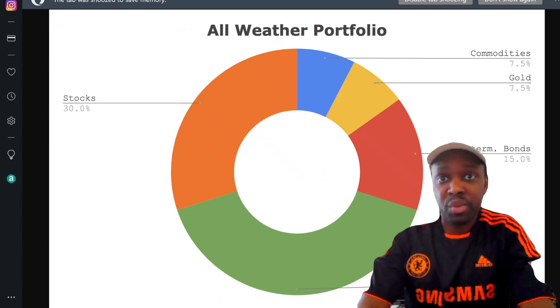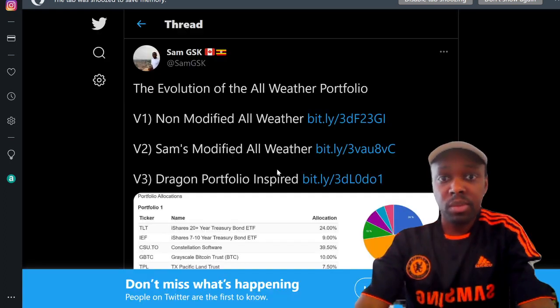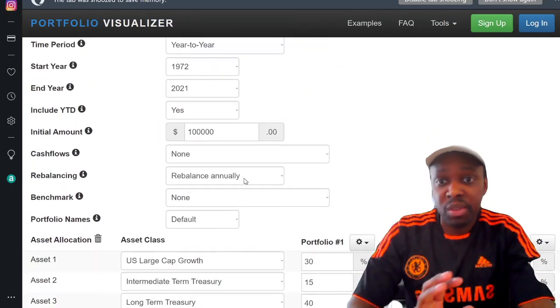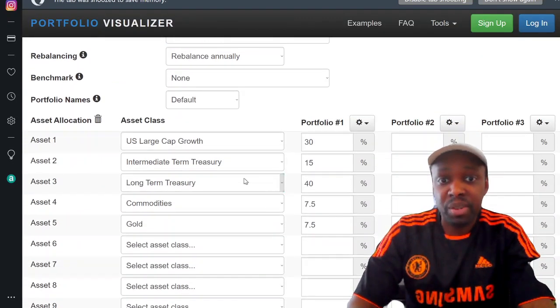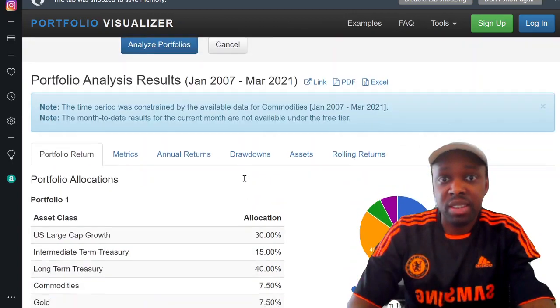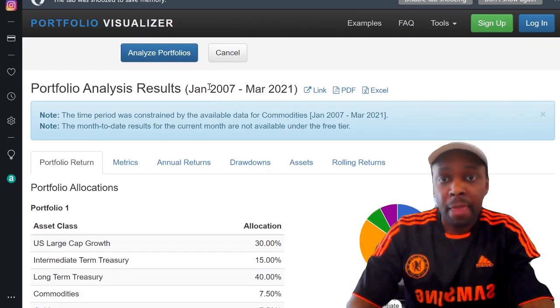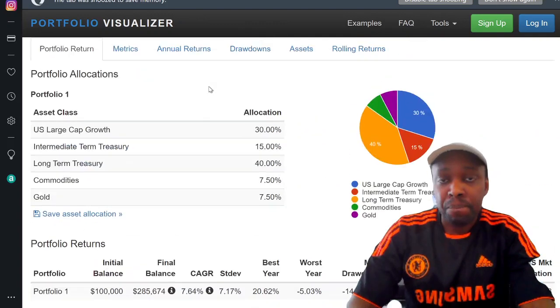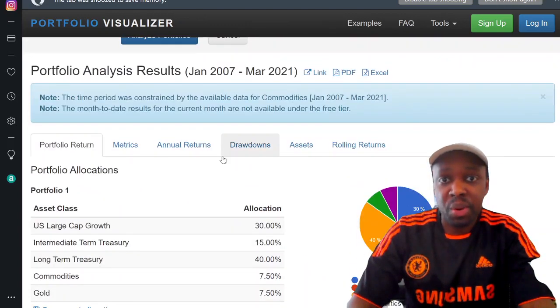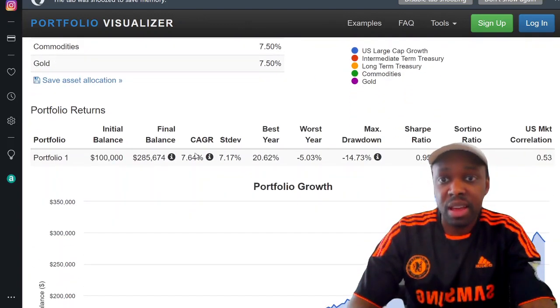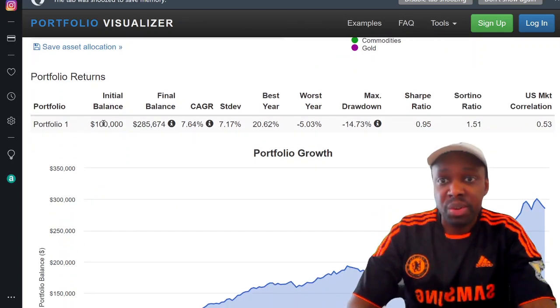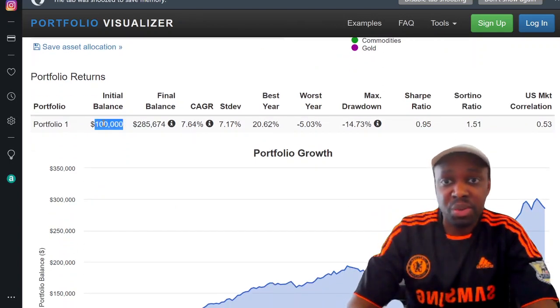So let's go to my portfolios. So portfolio one, the pure all weather. This is like if you just want to follow what Ray Dalio was talking about, the pure all weather, right? It's back tested from 2007, right? So from 2007 to 2021 is what the back test has, right? And so you start with an initial balance of $100,000 in 2007, and your balance would be $285,000, right? So 7.64% annual return. Your best year was 20%.